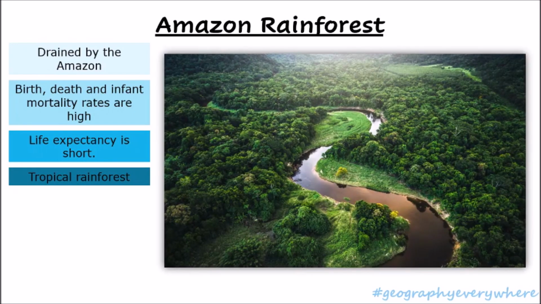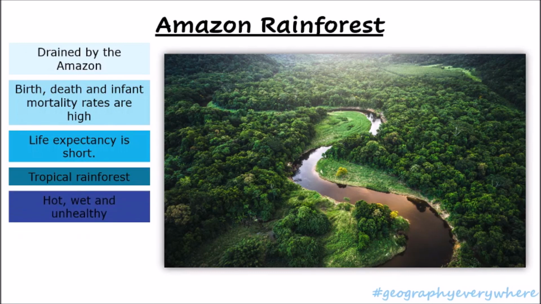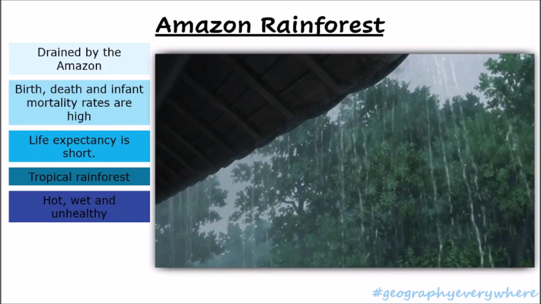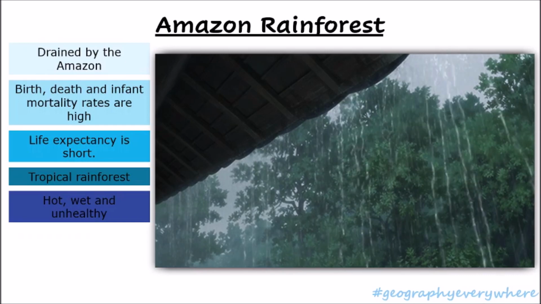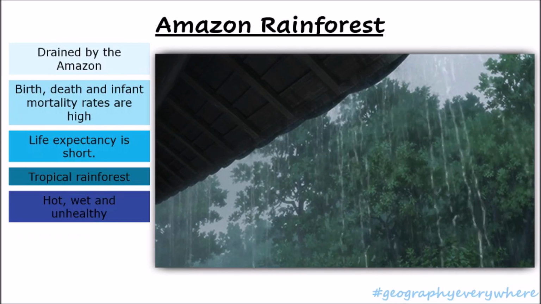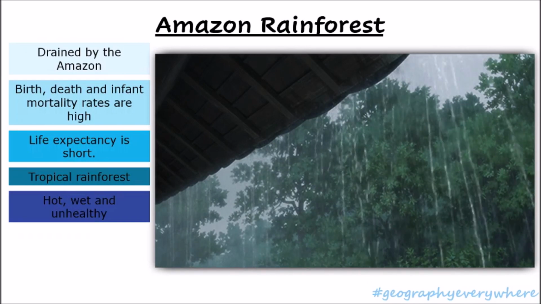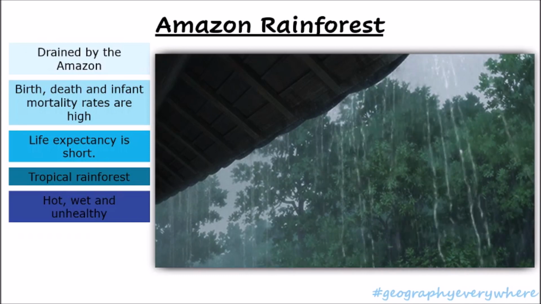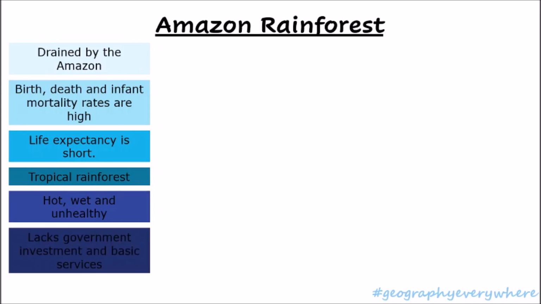This area is in a tropical rainforest. Although it's beautiful, it's covered in trees, so it's very hard to build. It also has a hot, wet, unhealthy and humid climate. Every day, in the afternoon, there are torrential rainfalls. This hot and wet climate is the perfect area for bacteria and diseases. These also help to increase the death rate. Unfortunately, this area lacks government investment and basic services. And transport is very difficult since it's in the middle of the Amazon rainforest.